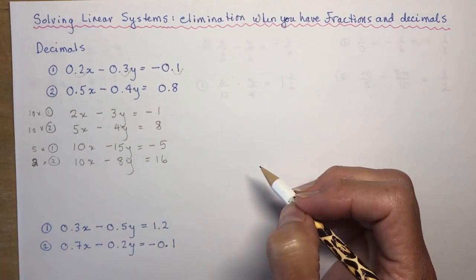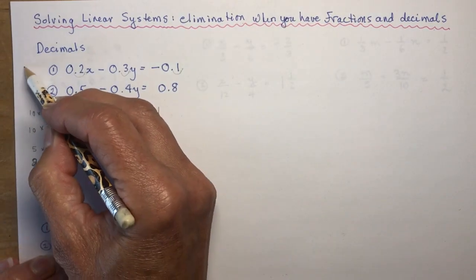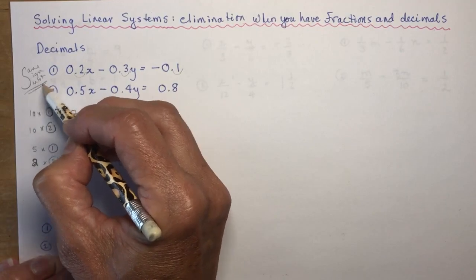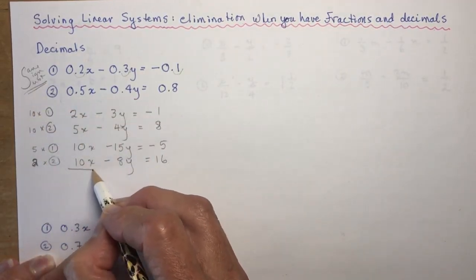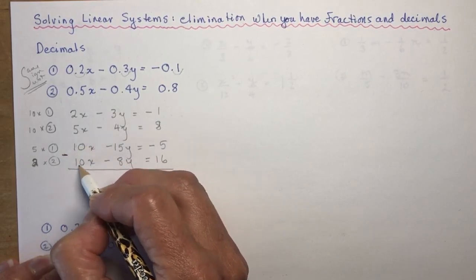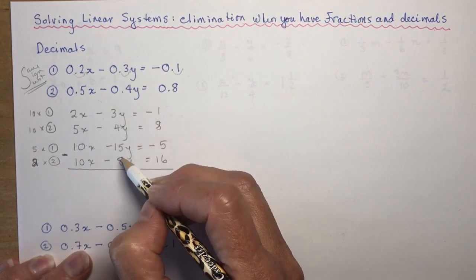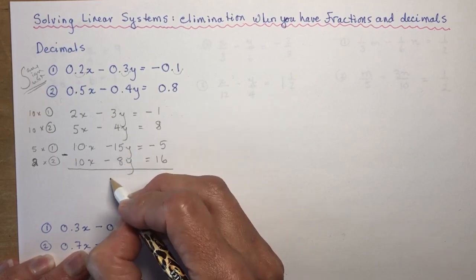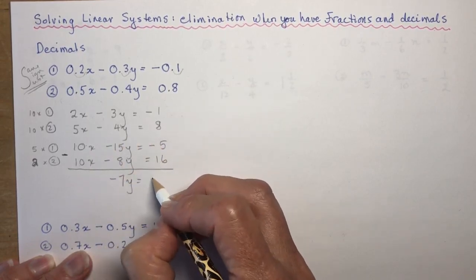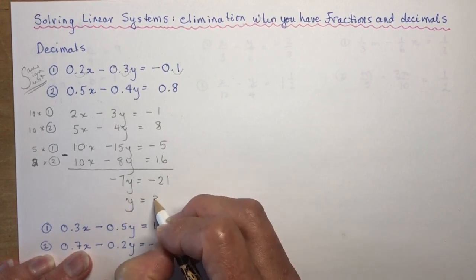Okay, so now I can eliminate. Remember, if they have the same sign, you subtract. Remember that big S, same sign, subtract. It's an easy way to remember what to do here. So when you subtract, make sure you put that minus sign here and be careful. Obviously, you're going to say the x terms are gone, but minus 15 minus 8 is minus 15 plus 8. So that gives me minus 7y. And minus 5 minus 16 is going to give me minus 21. And I divide by minus 7, and I get y is 3.